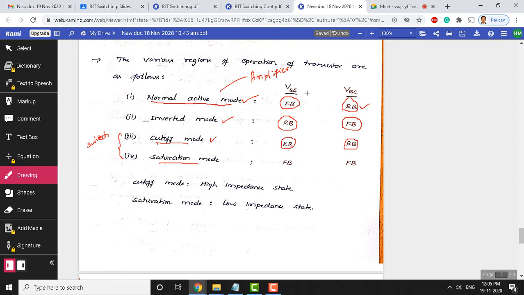So, emitter base junction reverse biased means there is no base current resulting from this emitter base junction. IB is going to be 0 for the cutoff mode. Once IB is 0, the current resulting from the collector IC is also going to be 0. So, that means between the emitter and collector there is an open circuit. So, that is cutoff mode.